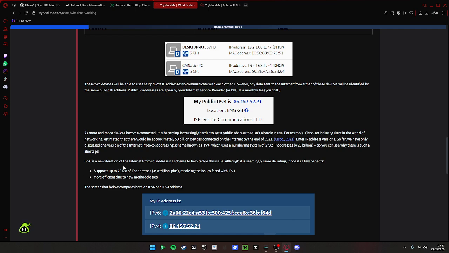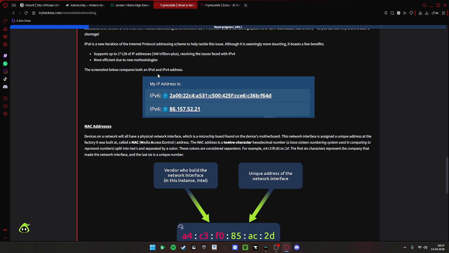IPv6 is a new iteration of the Internet Protocol addressing scheme to help tackle this issue. Although it seems more daunting, it has a few benefits. It supports up to 128 bits of addressing, which means 340 trillion trillion trillion plus addresses, resolving the issues faced with IPv4, and is more efficient thanks to newer methodologies. The screenshot below compares the IPv6 and IPv4 addresses. You can see the difference.